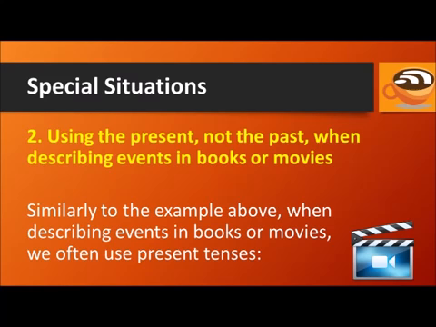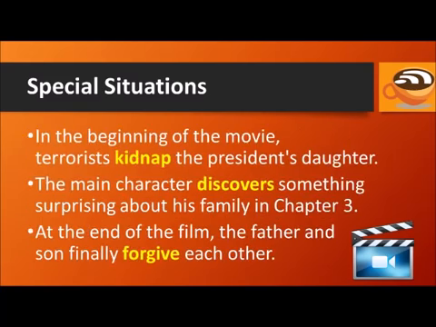Similarly to the example above, when describing events in books or movies, we often use present tenses. For example, in the beginning of the movie, terrorists kidnap the president's daughter. The main character discovers something surprising about his family in Chapter 3. At the end of the film, the father and son finally forgive each other. We can also use past tenses. It's possible to use either present or past tenses when recounting the stories in books or movies.